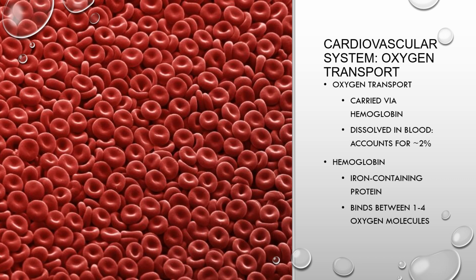Hemoglobin, or Hb, is the primary carrier of oxygen in humans. Approximately 98% of total oxygen transported in the blood is bound to hemoglobin, while only 2% is dissolved directly in plasma. Hemoglobin is a metalloprotein with 4 subunits composed of an iron-containing heme group attached to a globin polypeptide chain.